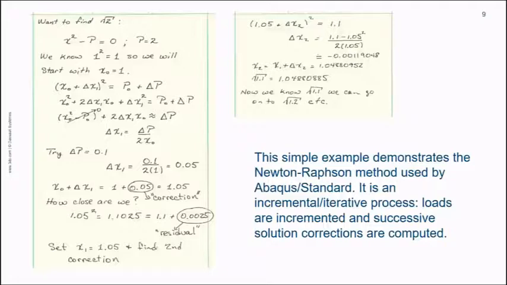And so we can go on to the next load increment and repeat the whole process and get an approximate value for the square root of 1.2. And so on and so forth. Eventually, we can arrive at an approximate result for the square root of 2. So in this process, we have increments, iterations, and we have checking. And this is the Abaqus standard solution process. It's just the old Newton's method written in this kind of format.